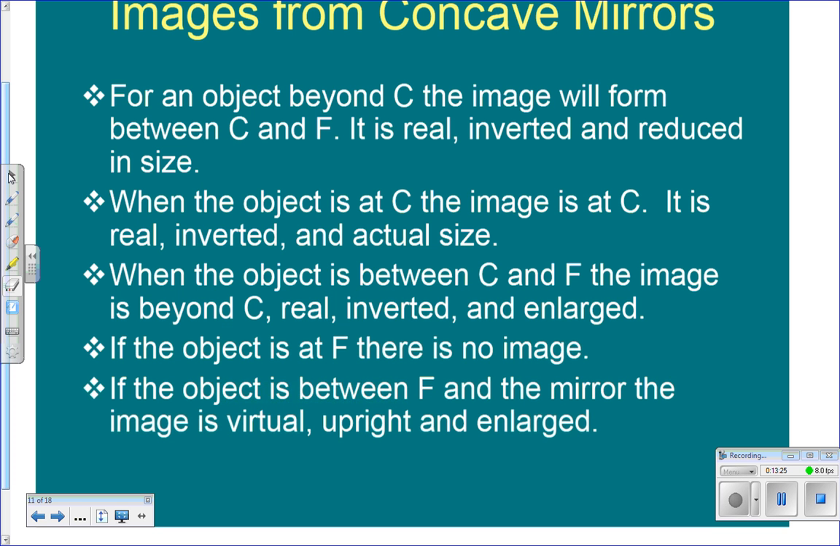At the focal point, there's no image formed. And then if we move the object in between the focal point and the mirror's surface, then we end up with a virtual image that is upright and enlarged.